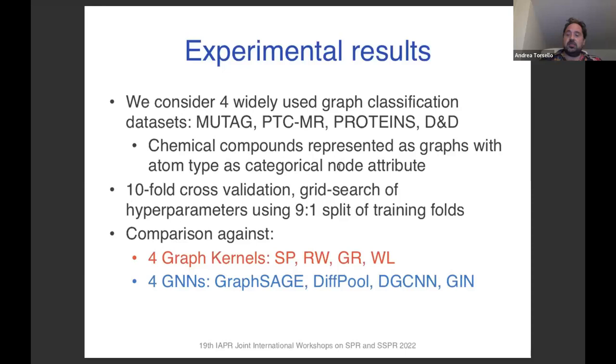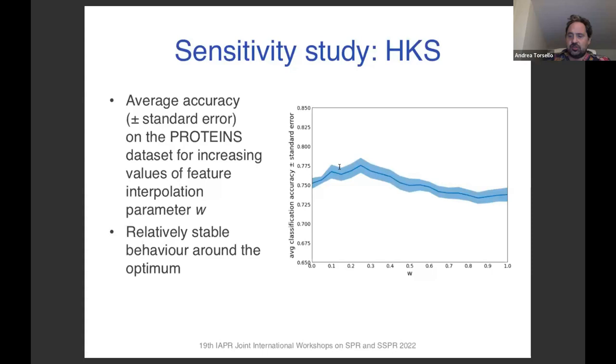We also compare this against four very well-known graph kernels: the shortest path, random walk, graphlets, and the Weisfeiler-Lehman kernel. And for graph neural networks: GraphSAGE, DiffPool, DGCNN, and GIN. First we've done a sort of sensitivity analysis to try to understand how sensitive that concatenation parameter is for the various feature constructions, just to extract that particular parameter. And so this is an example of the sensitivity that we've done on PROTEINS using the heat kernel, the combination of heat kernel signatures. And we see that we actually have a sort of peak with a W close to 2.5 in this case.